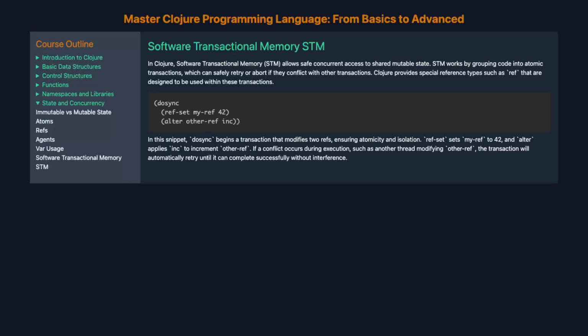If a conflict occurs during execution, such as another thread modifying other-ref, the transaction will automatically retry until it can complete successfully without interference.